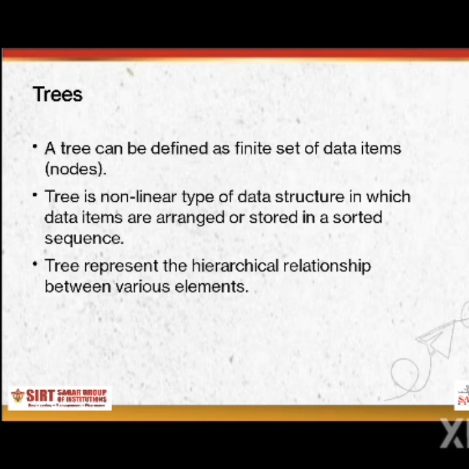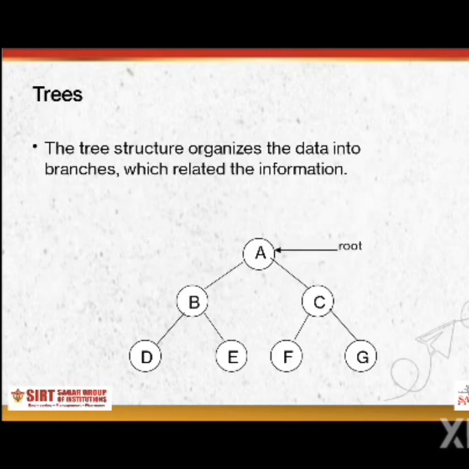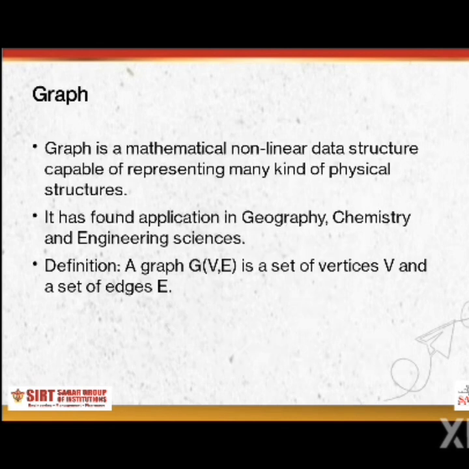So a tree can be defined as a finite set of data items. A tree is a non-linear type of data structure in which data items are arranged and sorted in a sequence. A tree represents the hierarchical relationship between the various items. So this is the structure of the tree. This first node is called the root node, and this root is divided into some parts, and these parts are called child nodes.